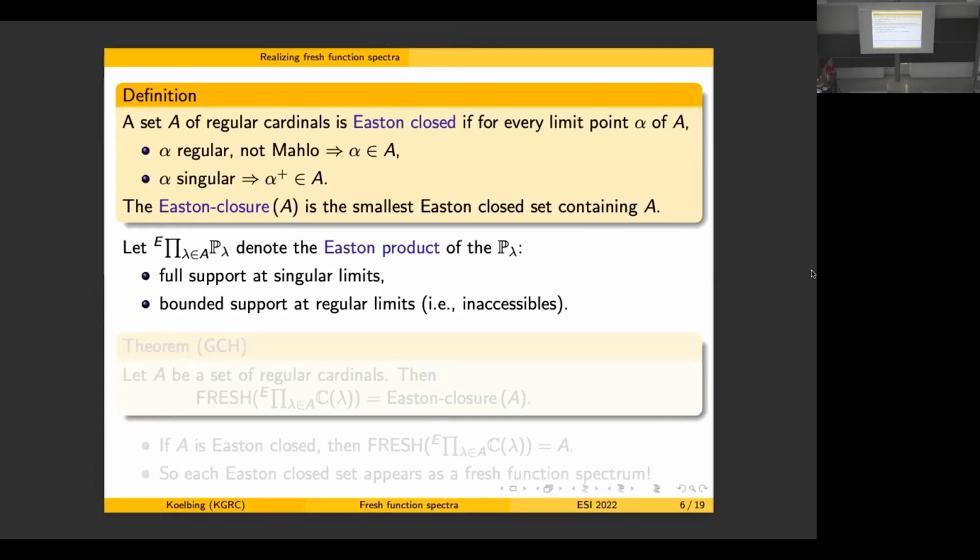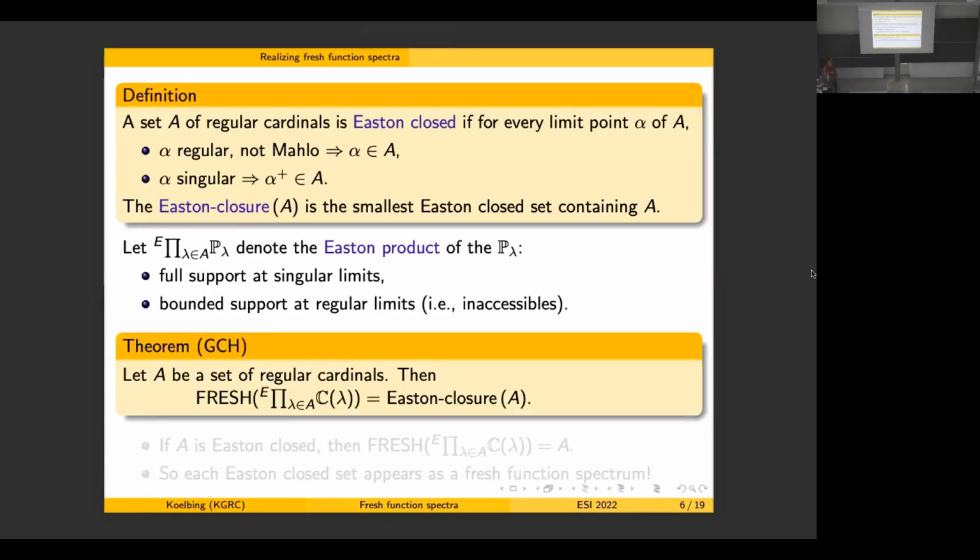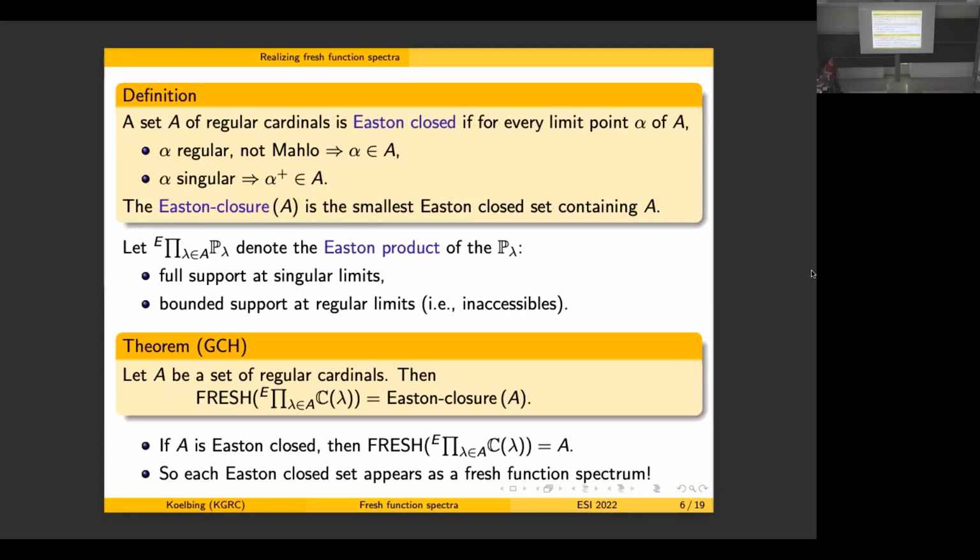And now I use the Easton product of forcings. So this is full support at singular limits and bounded support below regular limits. And then we can show that if we take any set of regular cardinals, then the fresh function spectrum of the Cohen forcing for lambda, where lambda is in the given set A, this is exactly the Easton closure of the given set A. So these closure points here also appear and nothing else appears. So we get that if A itself is Easton closed, then the fresh function spectrum over A is the set A. And in particular, we can realize any Easton closed set as a fresh function spectrum.